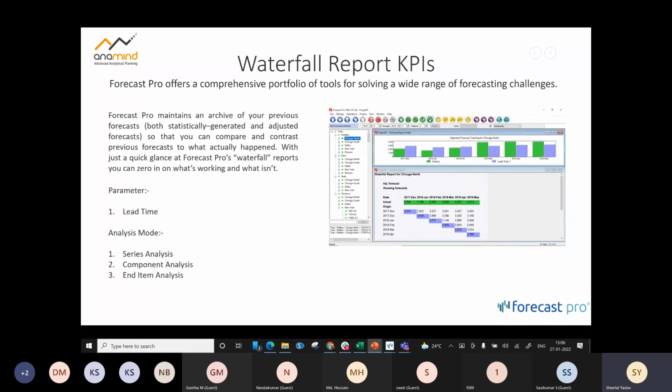So because we forecast on a rolling basis, each month there's a new forecast that's generated. The months keep on changing because we are on a rolling process. So that's where the Forecast Pro uses the past archived forecast in the system to compare that with the actual.